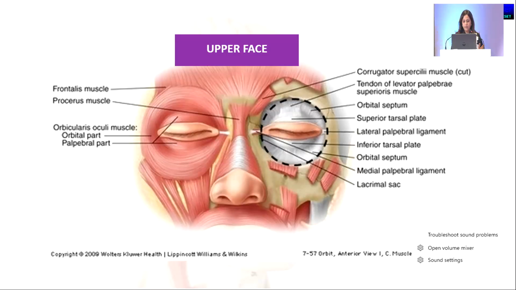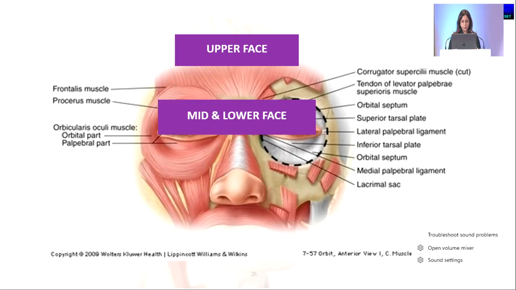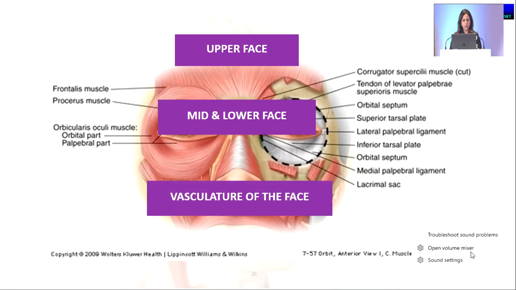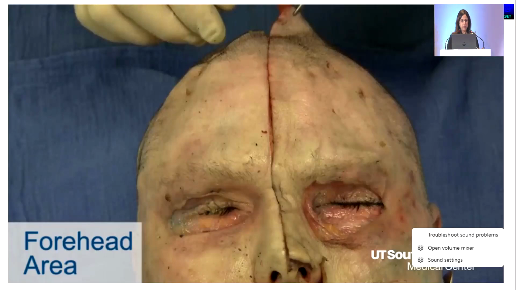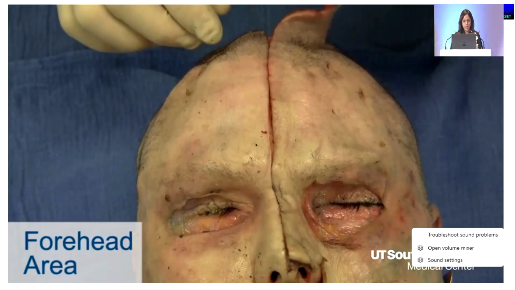So I have divided this presentation for convenience. I have divided it into 3 parts. The first part will cover the upper face, the second the middle and lower face, and the third the vasculature of the face. Starting with the first part, the forehead.